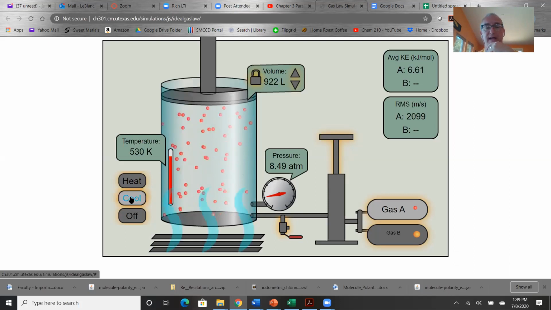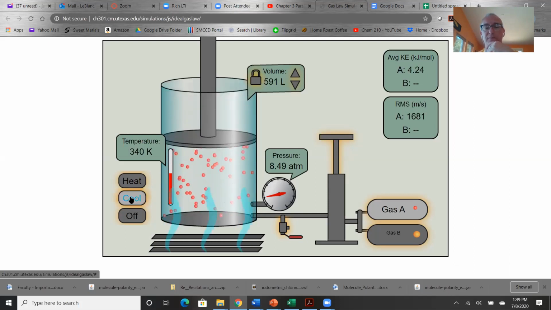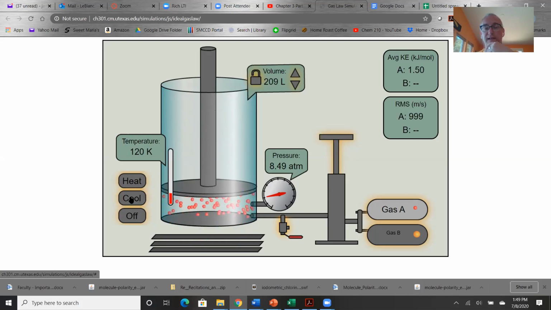So if I cool this down, notice the pressure stays the same, stays the same, stays the same. Until I get to 209, the pressure's still the same, but I reduce it. As soon as it gets to 150 liters, notice the pressure drops. So you want to take all your measurements between 150 liters and 1,000 liters for this particular experiment.